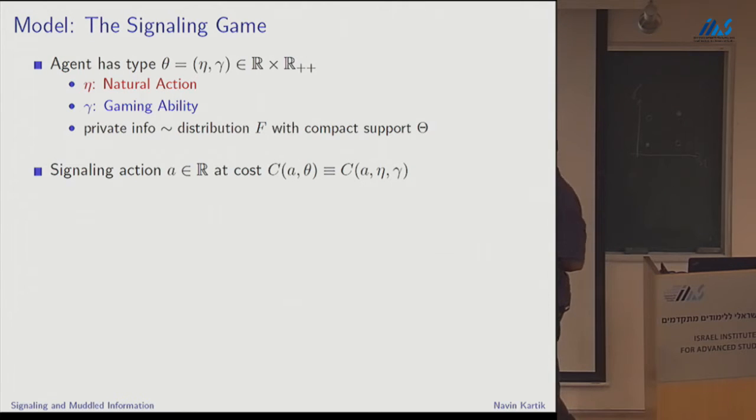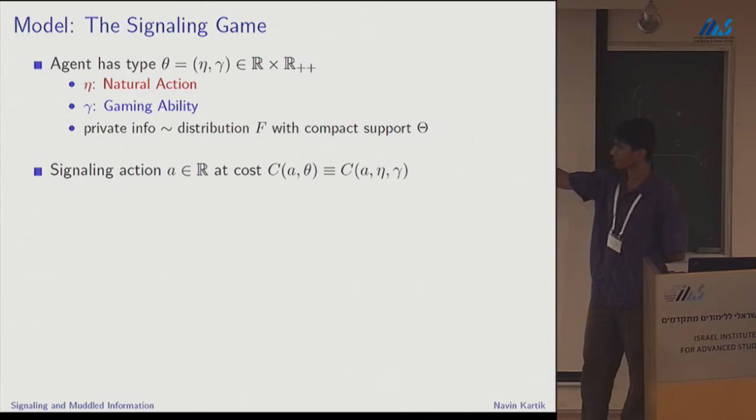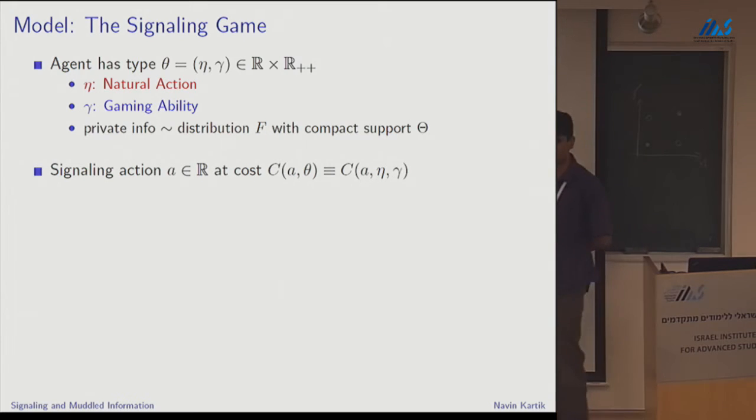There's an agent, or if you like, a bunch of agents, a large number. You could think about it either way. And so the agent's going to have a type theta, okay, and it's useful to keep this notation in mind. Theta, think of this as a mnemonic for type, and theta is two-dimensional. It's going to consist of a first component eta, which is supposed to look like an n for natural action, and then gamma for g. It's gaming ability, okay? And just for technical reasons, this eta is going to be any real number, while gamma is going to be a strictly positive real number, okay? So this is going to be the agent's private information. It's drawn from some CDF F, which has some compact support capital Theta, okay?